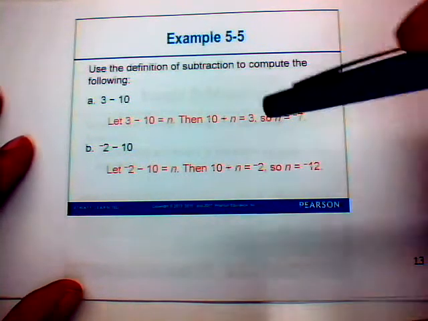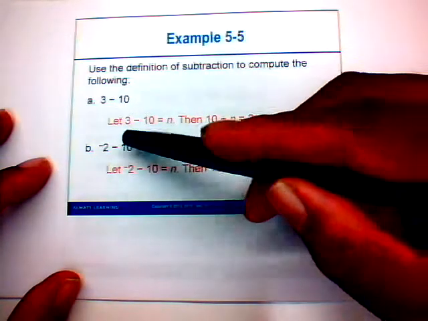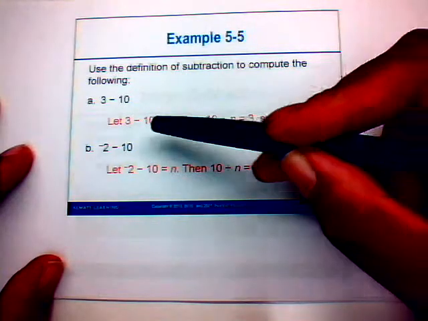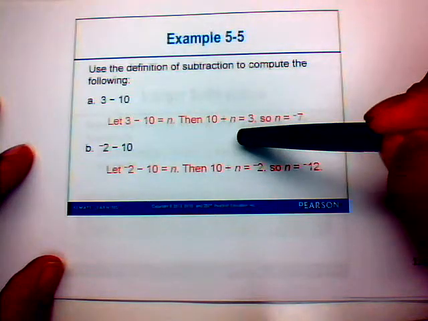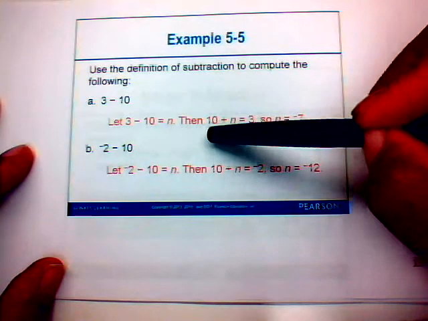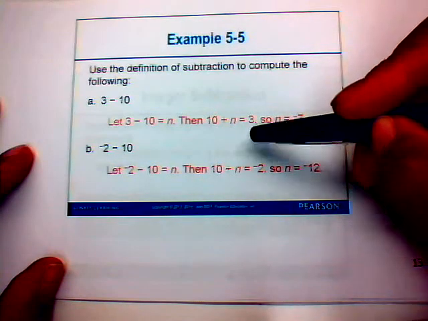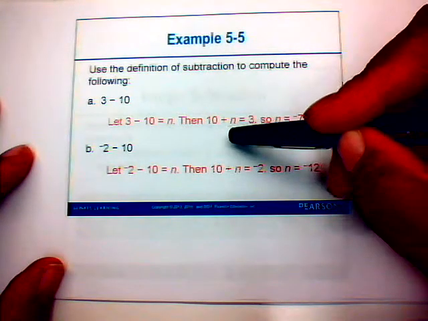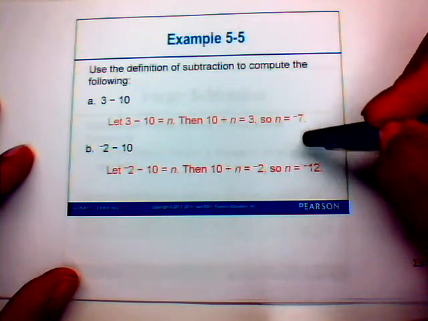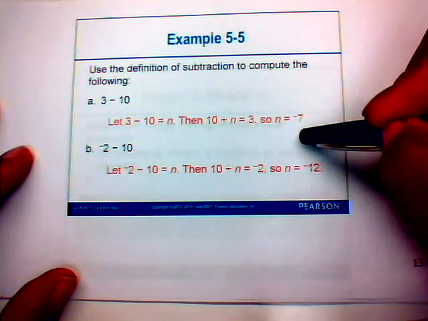And we use that definition to compute these types of problems like 3 minus 10. So 3 minus 10 is going to be equal to some number n, which means 10 plus some number must give us 3. Okay? A big number plus some number is going to give us a smaller number, which means that n had to be negative. So in this case, n is going to be negative 7, because 10 plus negative 7 gives us 3. So n is negative 7.